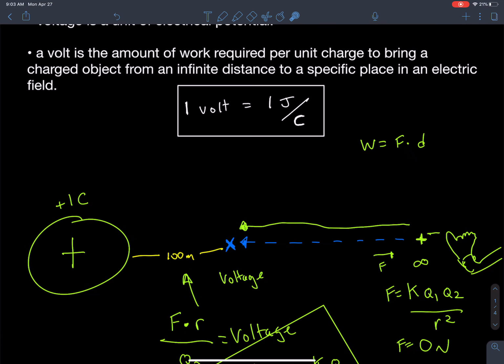And remember, voltage is how much work I'd have to do to bring an object from a really far distance to that point, divided by the charge of that object. All that work that I would do to put that object there would be stored energy, and that energy can be used for something else.